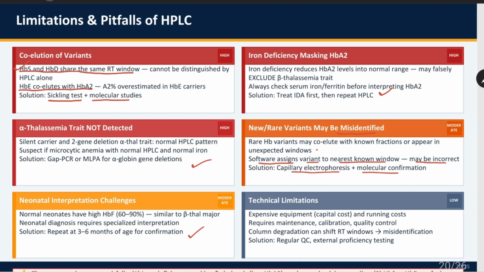It is an expensive technique because it requires expensive equipment, and the running cost is also very high. It requires maintenance, calibration, quality control, and sometimes there is a shift in RT windows due to the degradation of the HPLC column, which leads to misidentification of Hb variants.